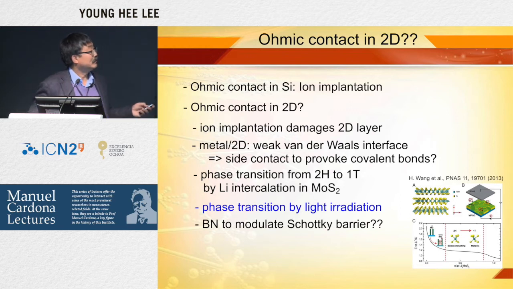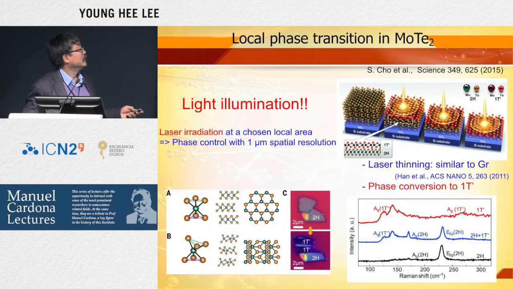So we actually propose this phase transition by light irradiation, which I will tell you about later. There's also a way to modulate the contact barrier, the Schottky barrier height, using boron nitride, which is also very interesting. Here, the idea is simply to shine the laser onto the desired area for contact, and you can convert the 2H semiconducting phase to the 1T metallic phase. Of course, the number of layers will be reduced because of the peeling process. We have done this also using graphene, and the same idea applies here. If you look at the Raman, the original 2H phase is converted into the 1T prime phase, so there is evidence that we can do that.